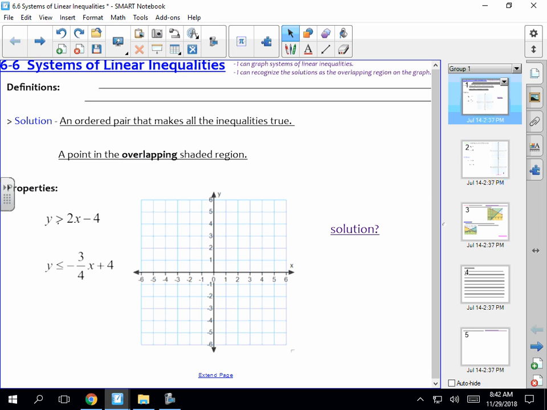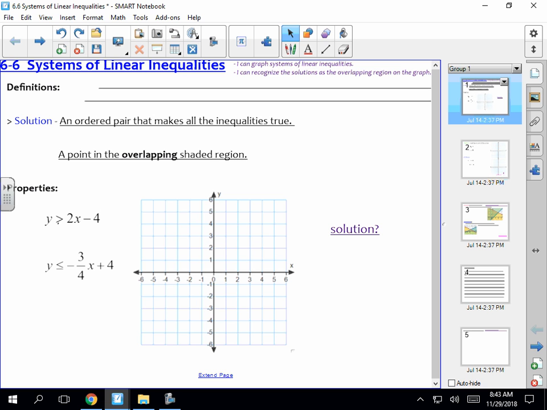There's a title for this. In business, it's called linear programming. So you do a bunch of different inequalities and you want to find the overlapping region. That's like your profit region or whatever. If you can stay in that region, you're good to go. Your business is going to make money. So, here's what it looks like.